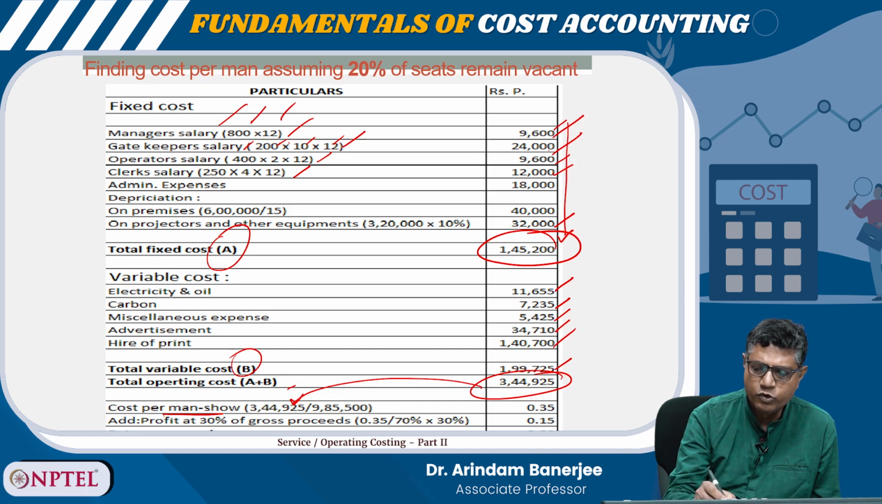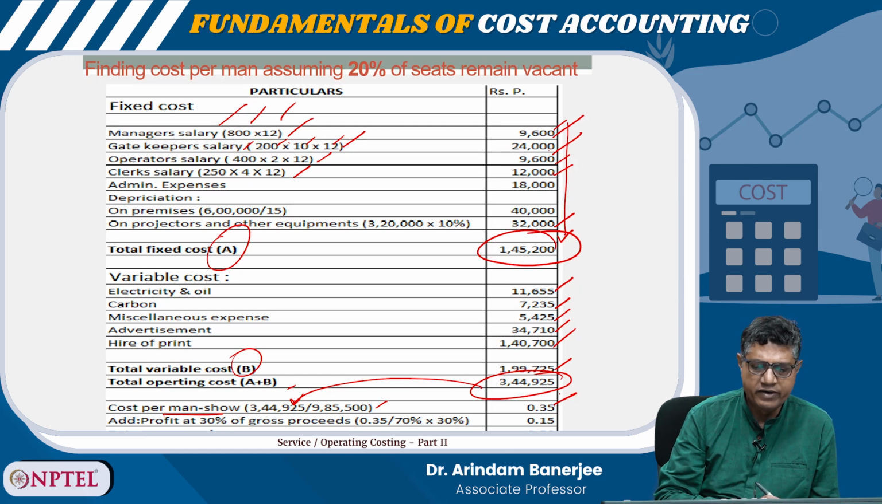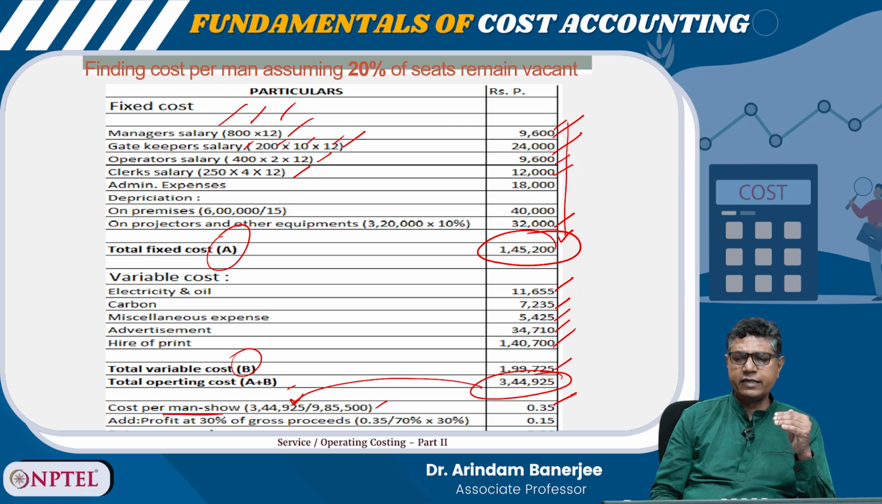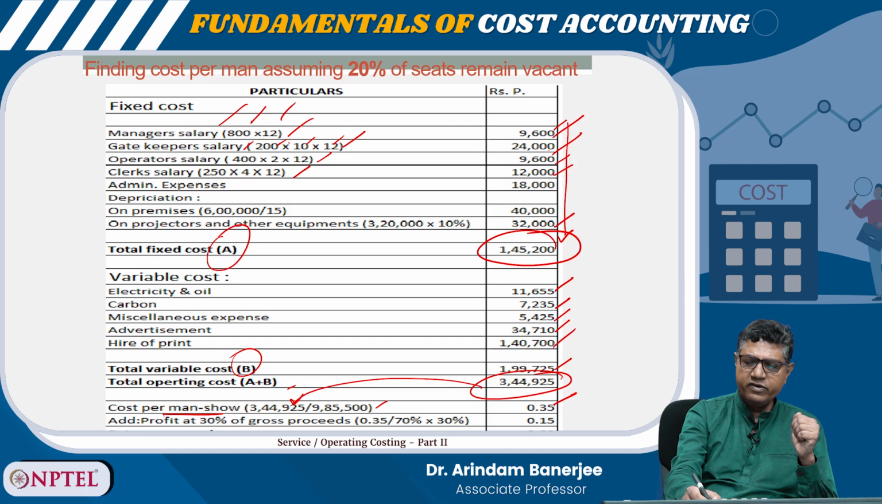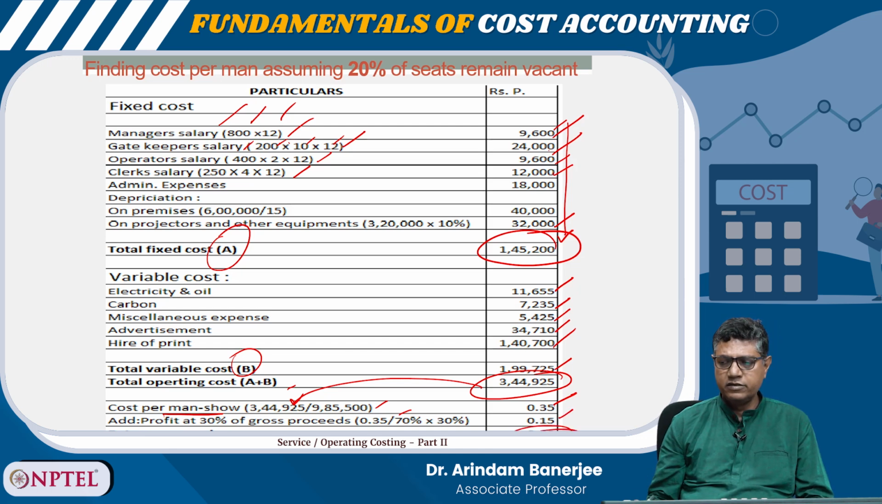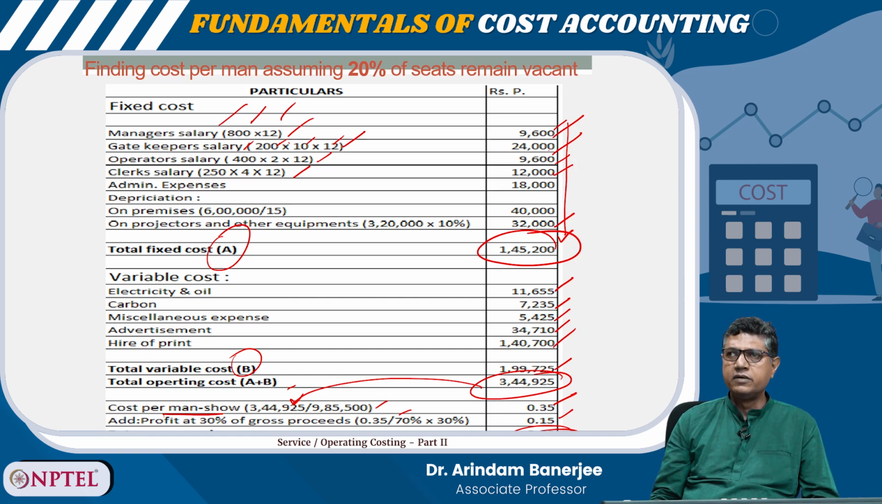So cost per man show is coming to 0.35, right? Then on the gross profit, if we take 30% profit, so 0.35 into 70% into 30% by 70%, it is 0.15. So rate per man show is 0.50, right? So that is how we can calculate the cost per man show in a movie theater.